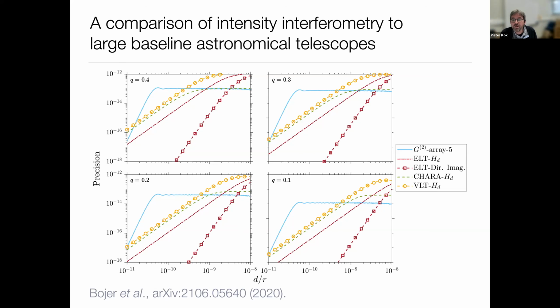And so you see that the blue line is the intensity interferometry, and on the horizontal axis, I should say, is the distance between two sources. When the distance is large, it always does worse than any of these amplitude interferometry telescopes. But when they get really, really close, then the intensity interferometry enters a regime where it is actually better than the imaging from these amplitude interferometry arrays.